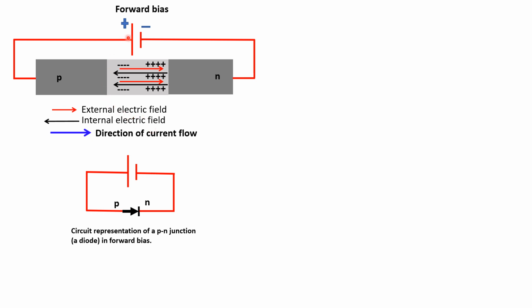And the current flows from P to N. So the current flows like this, from P to N. And I'm showing here the direction of current flow from P to N. So we have holes flowing from P to N, and we have electrons flowing from N to P. And recall that a flow of electrons from N to P means a current of electrons from P to N. So the current is in the opposite direction of the flow of electrons because electrons have negative charge.